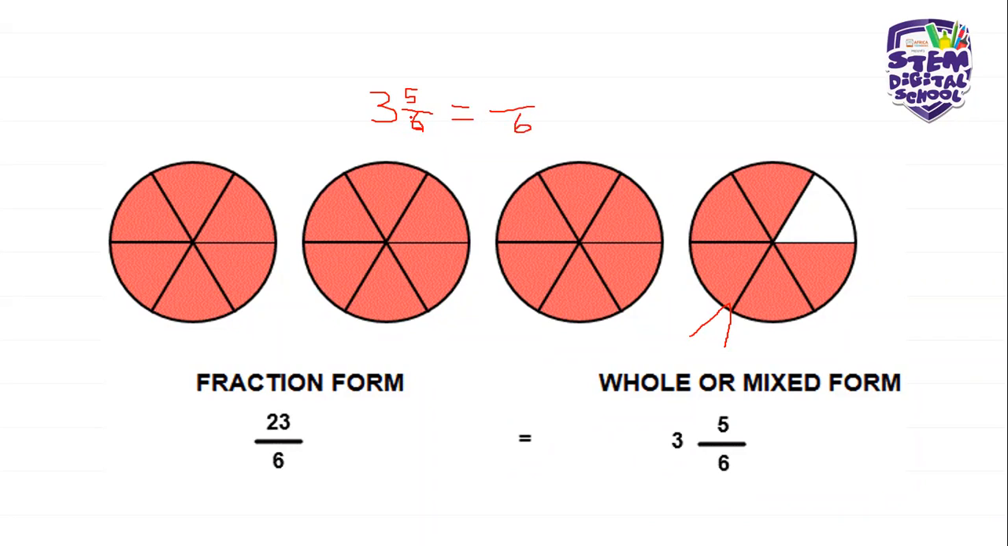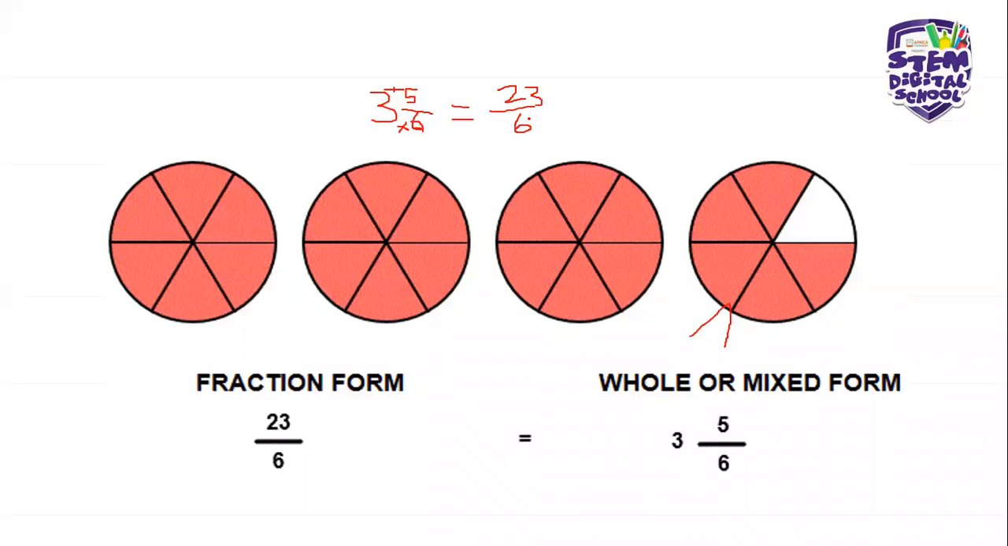Then we say, what is 3 times 6? 3 times 6 is 18. Yeah, 3 times 6 is 18. Then what is 18 plus 5? 18 plus 5 is 23. Then that's how you got it.